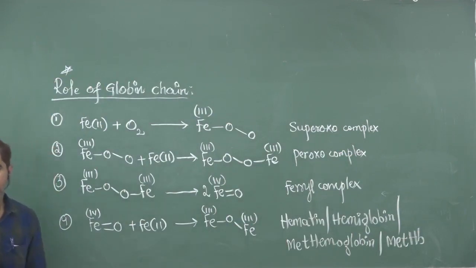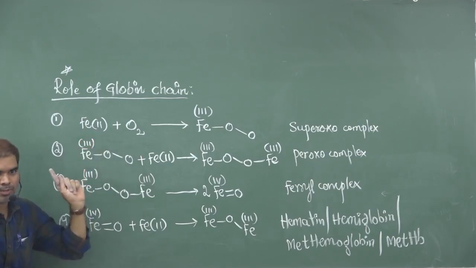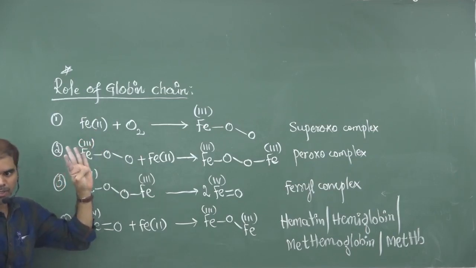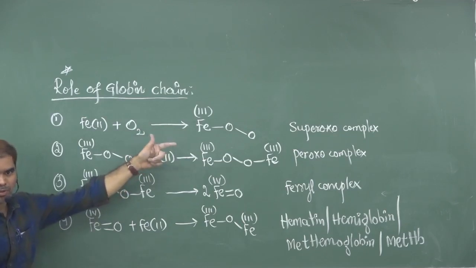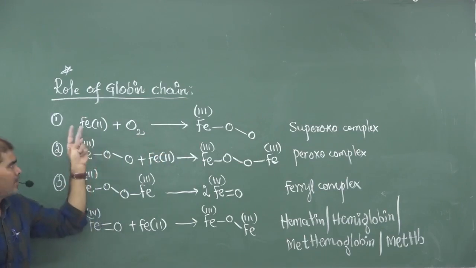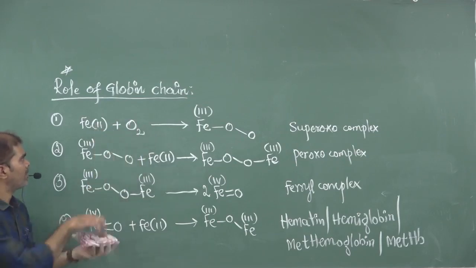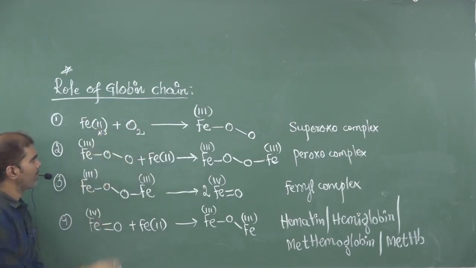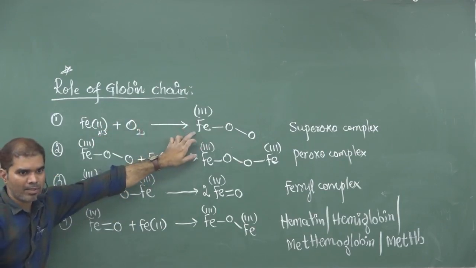Look at the first reaction. This is an iron 2 coming from one subunit of a hemoglobin. Altogether there are 4 subunits. So if I am taking just one of the irons, that one iron is combining with dioxygen, converting into a superoxo complex. I told you iron will be converting into plus 3, low spin state. So this is iron 2, high spin, combining with dioxygen, forming a superoxo complex where iron is low spin.